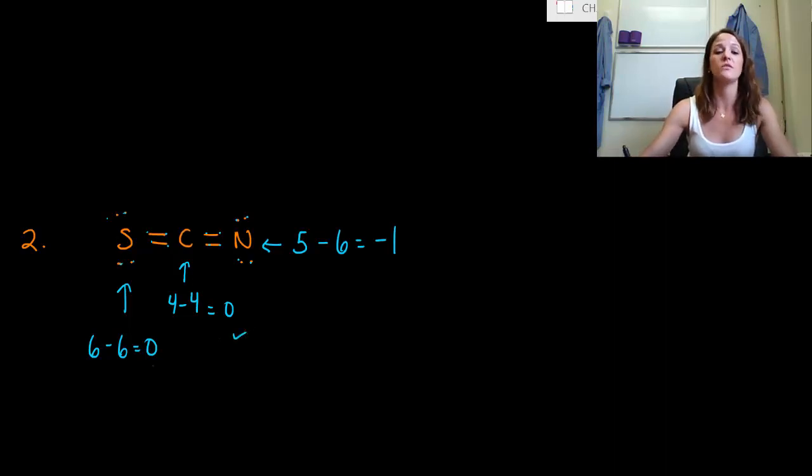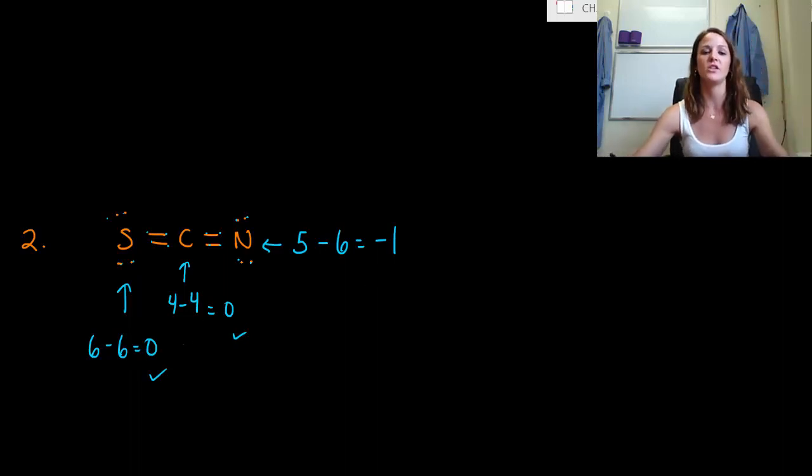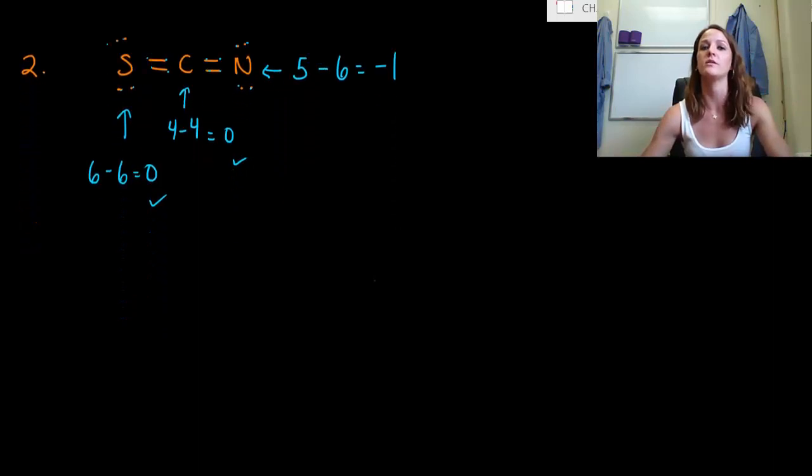So the 0 on the carbon is very good, the 0 on the sulfur is very good, the -1 on the nitrogen is okay, it's not the best thing, but if you have a 0, 0, and a -1, that's probably going to be the best structure. And for this example, it actually is. There's an overall charge of -1 on this molecule.